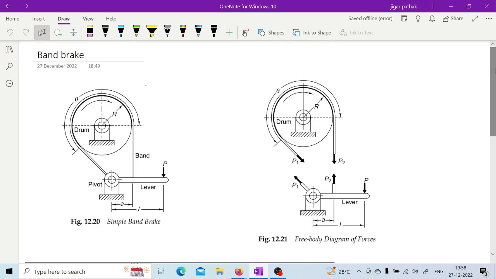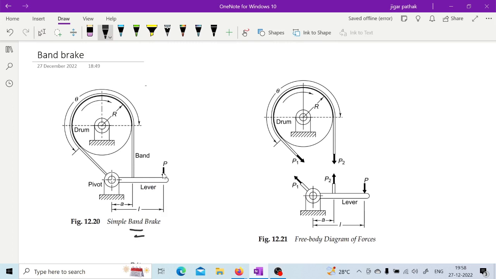In the band brake, you have this construction as mentioned here. The load is applied, and you will have a particular band which is wrapping the drum. So you will have a tight side and slack side. As you know, in the belt drive we have tight side and slack side, so you will have this tight side and slack side. And if you draw the free body diagram of forces acting, then there will be this kind of forces acting on this particular lever as mentioned here.